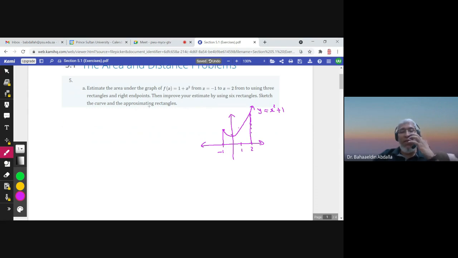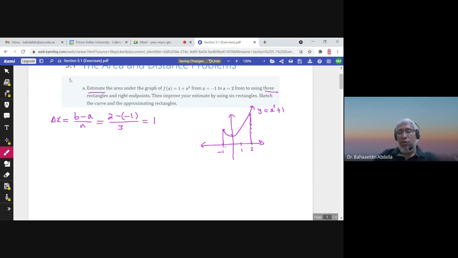Now, how do we estimate the area using 3 rectangles? So 3 rectangles, what would be delta x? From the formula, it is b minus a over n. B here is 2, a is negative 1, and the number of rectangles is 3. So 2 plus 1, 3 over 3, 1. So just 1, okay? If you start from negative 1, adding 1, you get 0.